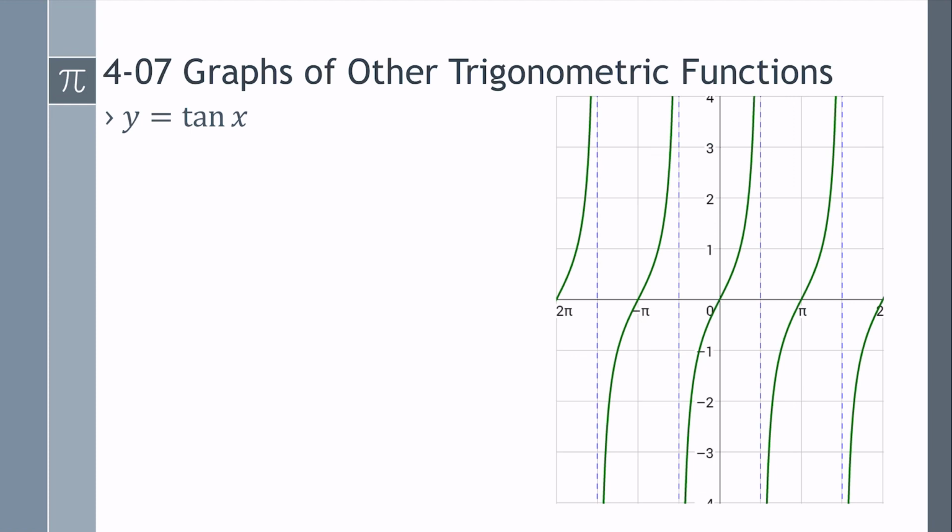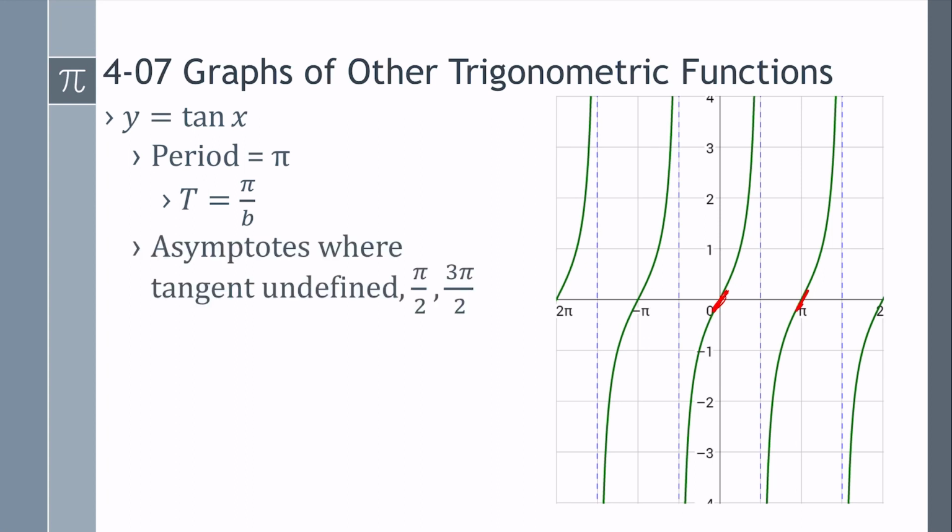Tangent looks a little bit different, but it is still periodic. That pattern repeats. Notice though it repeats every pi. We're going up through the x-axis, going up to the x-axis at pi later. So instead of 2 pi for tangent, the period is 1 pi. So our period would be pi over b. And we have asymptotes everywhere where tangent is undefined, which is pi over 2 and 3 pi over 2, and so on.